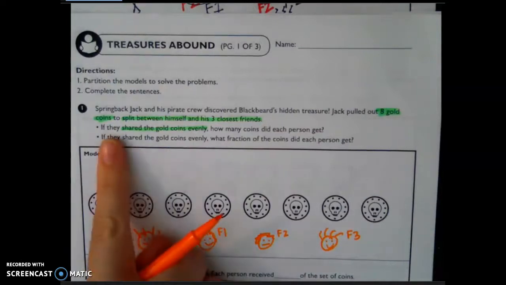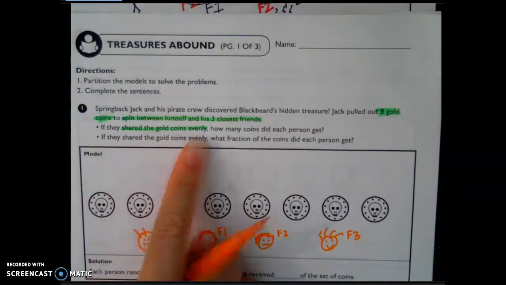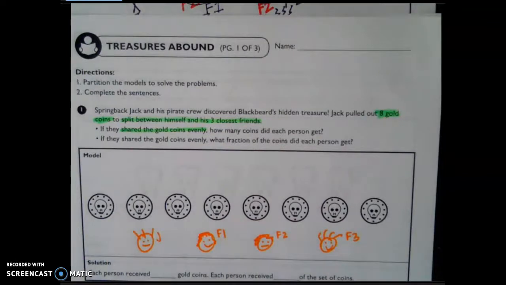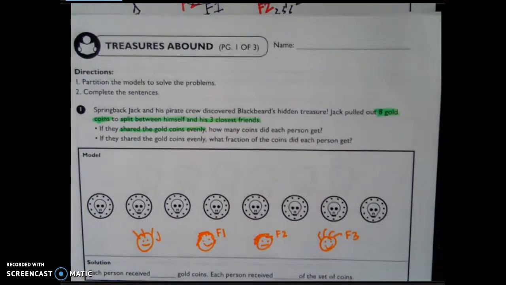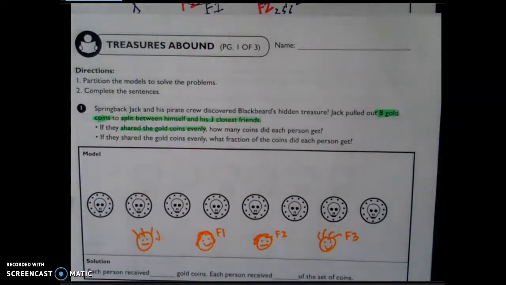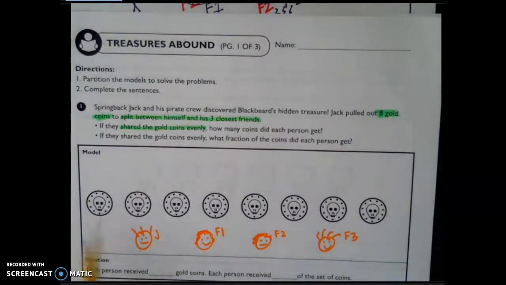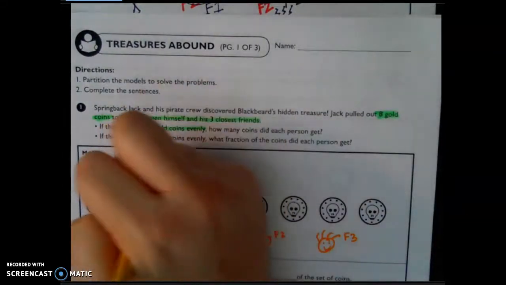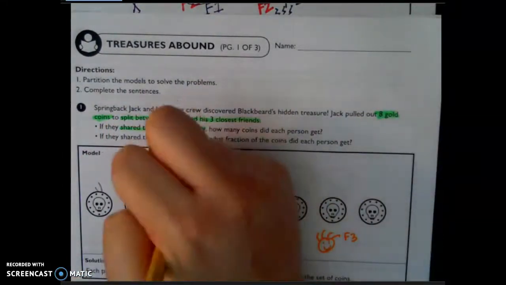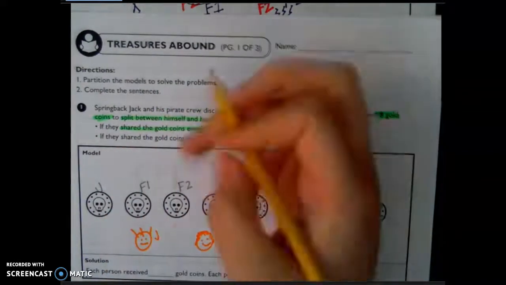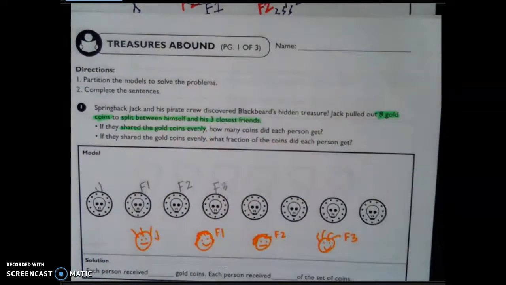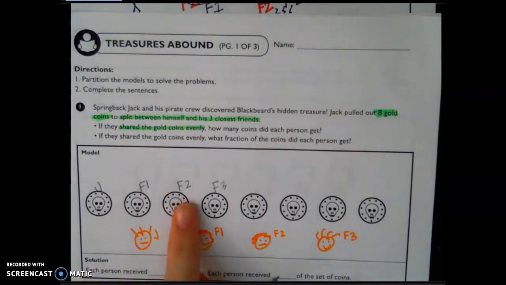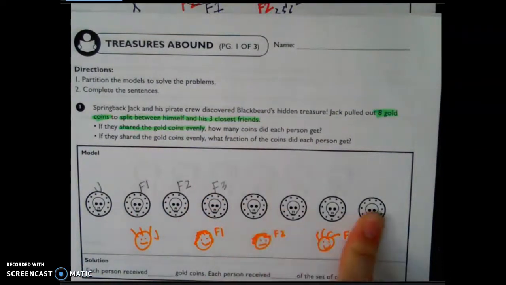So, if they shared the gold coins evenly, well, we have 8 gold coins. I know that if I share these evenly, Jack can get 1, friend 1, friend 2, and friend 3. So far, each one of them only has 1 coin. But I still have 4 coins left. We have to do something with this.